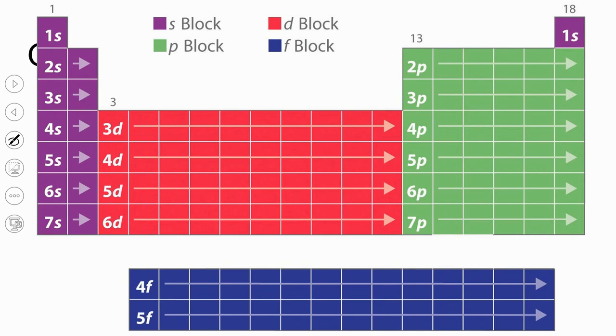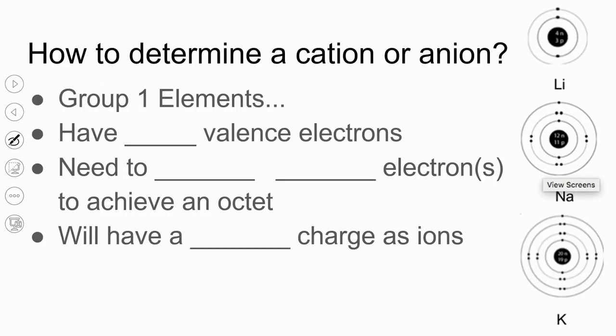So we've got our S and our P block. These will always try to get 8 electrons, except for helium. Helium's an exception. How many electrons does helium have? 2. So it can only ever have 2 electrons because it's really small. So helium is an exception to the octet rule.